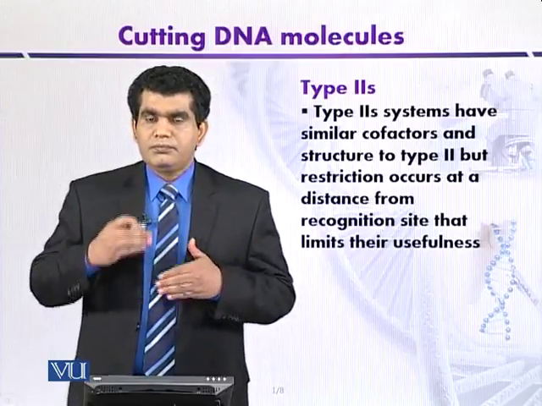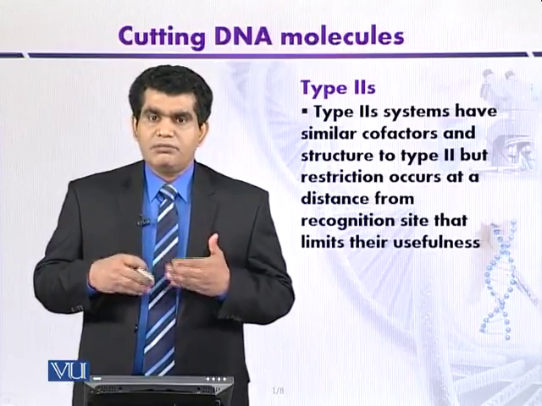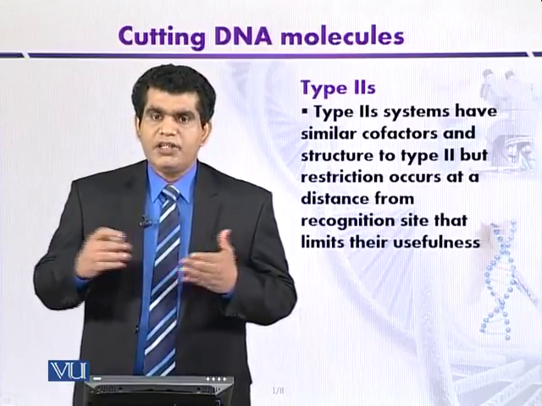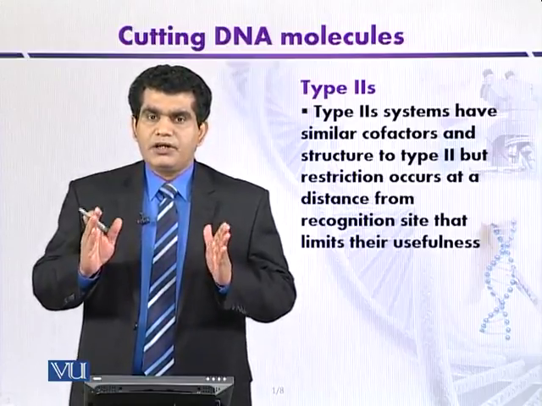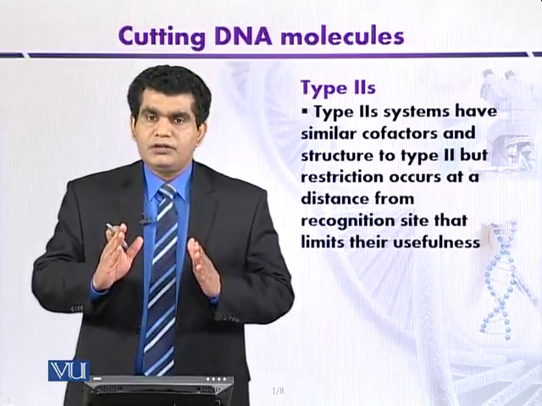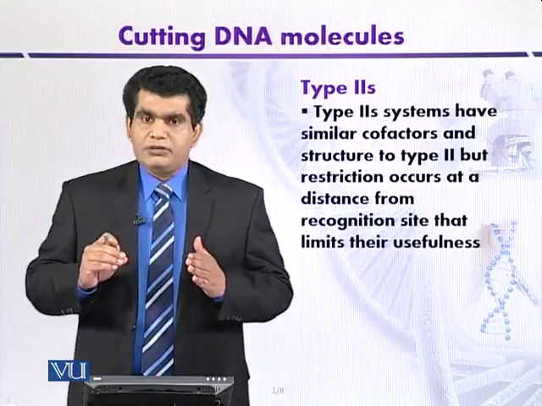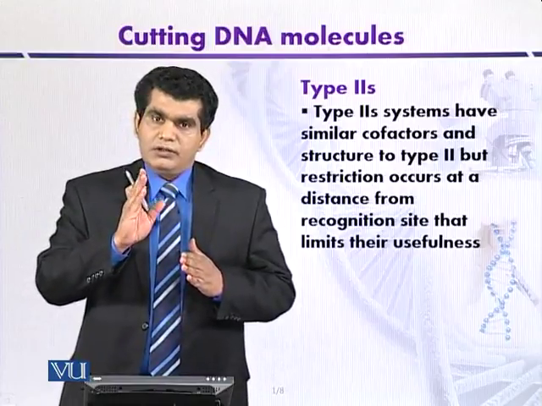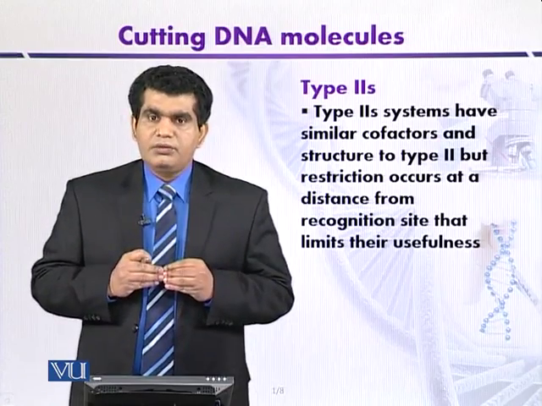So type 2 restriction endonucleases are mainly used. Why are they called endonucleases? Because they can cut within the DNA, inside of the DNA, not at the margin, within the central point of the DNA. So that's why they are called endonucleases.